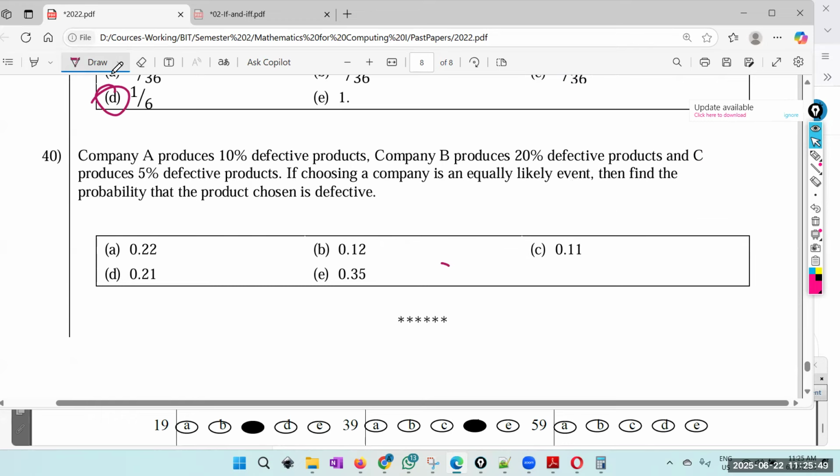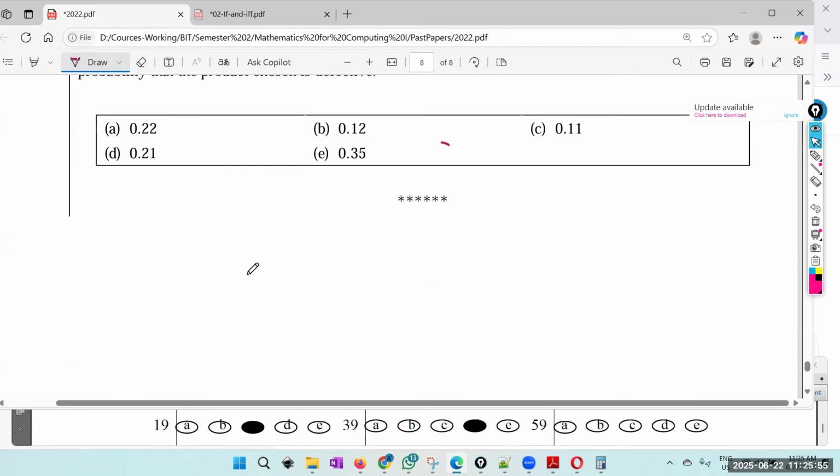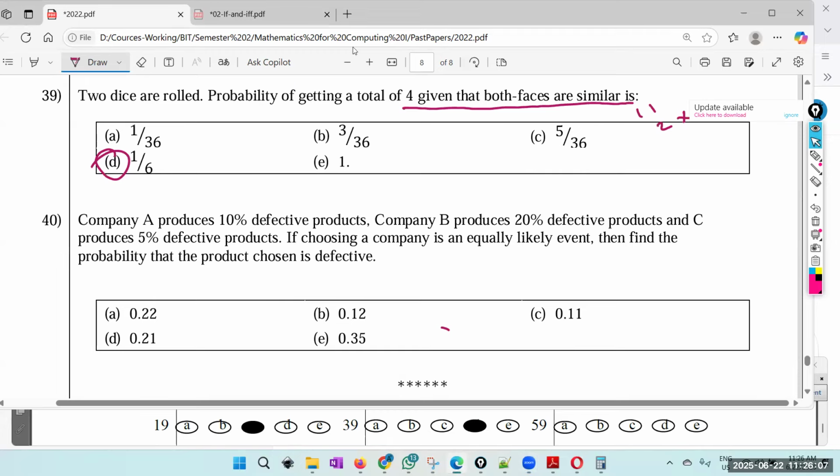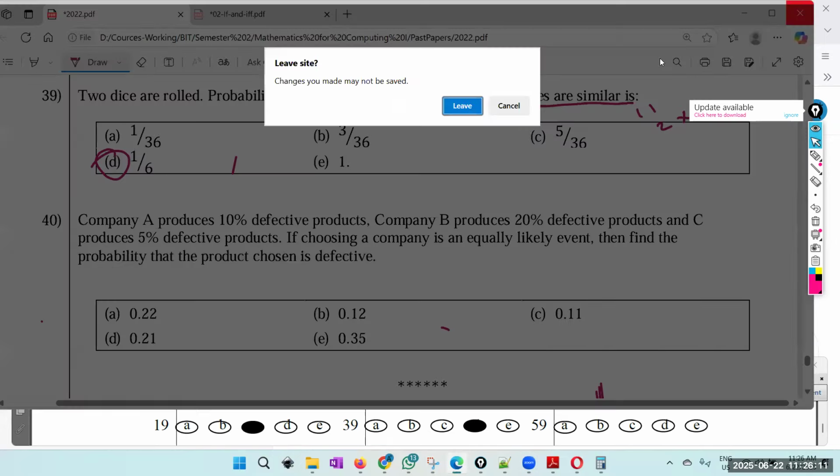So why can't I draw now? Just give me 1 minute. I have trouble drawing. Okay, let me close and open it. Okay, 2022 paper.